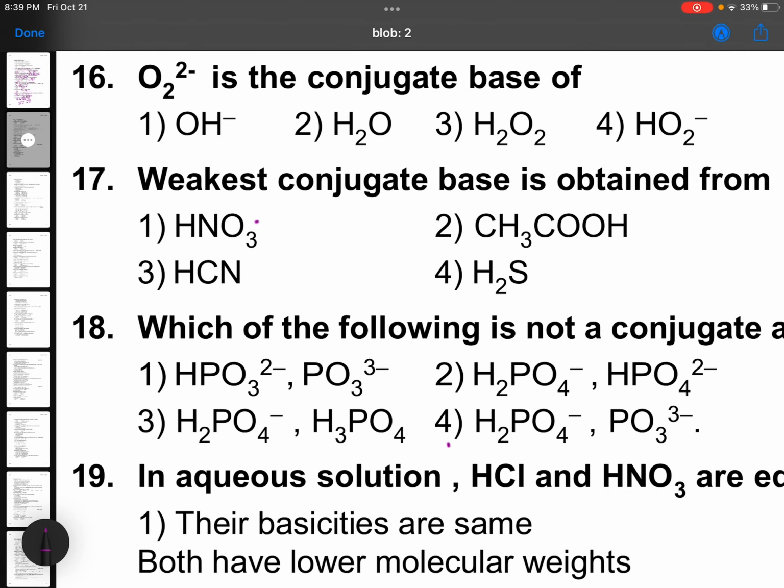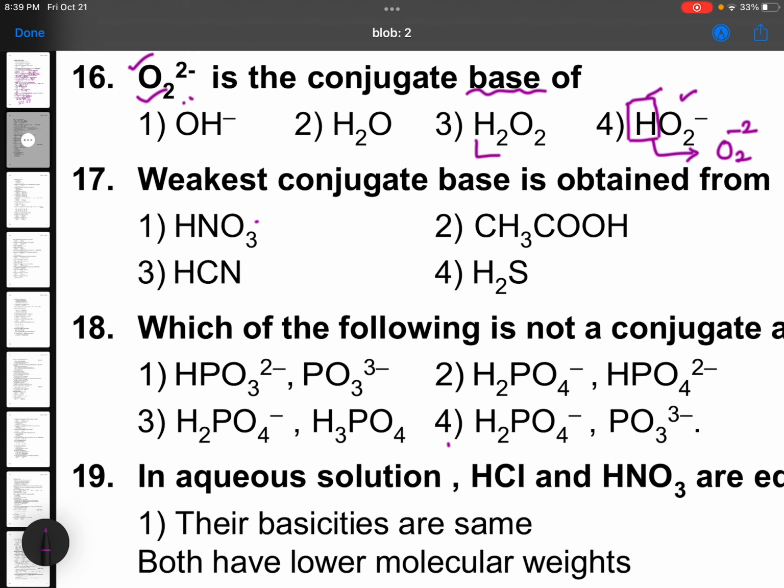Ionic equilibrium, few conceptual questions. O2 minus 2 is the conjugate base of. The question is very simple. If you remove hydrogen in the form of H plus, then that is the actual acid and it is the conjugate base of that one. For example, if you remove this H plus, it will become O2 minus 2.